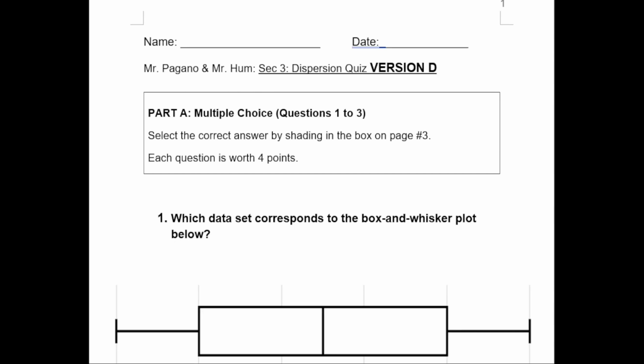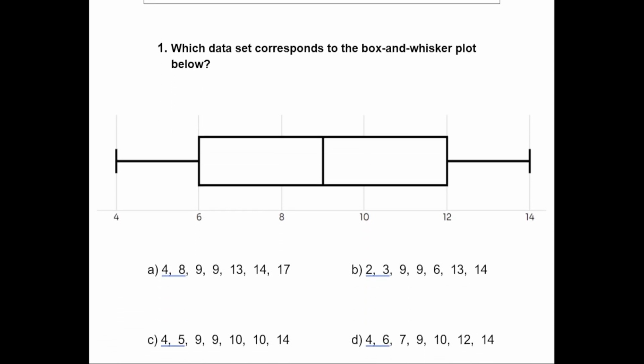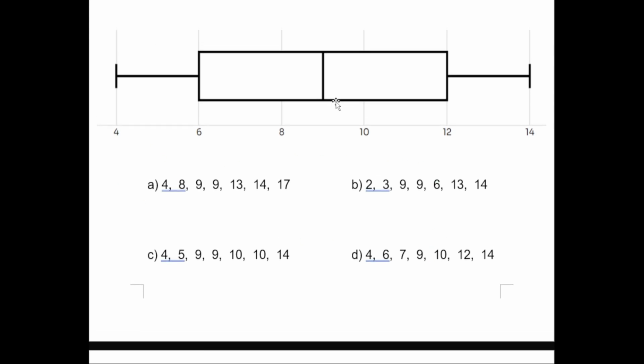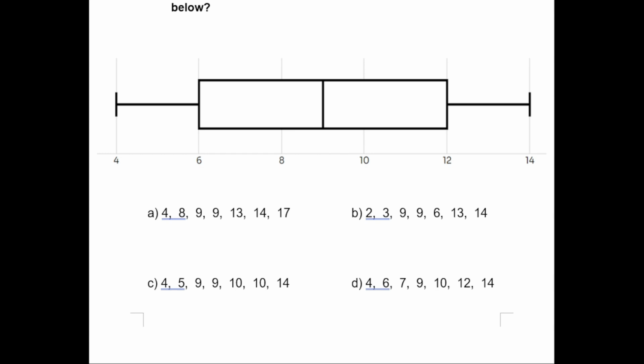All right, so let's go through this quiz together, and maybe this will help answer some questions that you have on data dispersion or on this quiz in general. Okay, so question one, which data corresponds to the box and whisker plot below? So we have a box and whisker plot, and we have these four options, and we want to know which one of these options corresponds to this box and whisker plot.